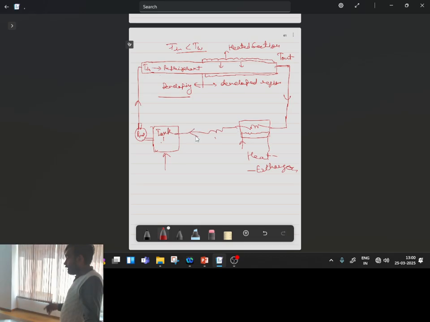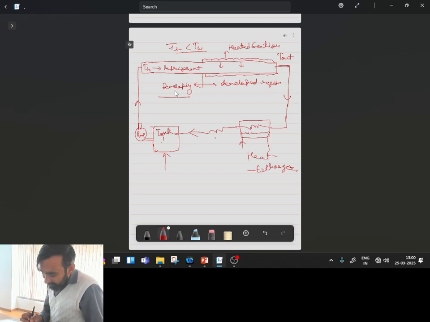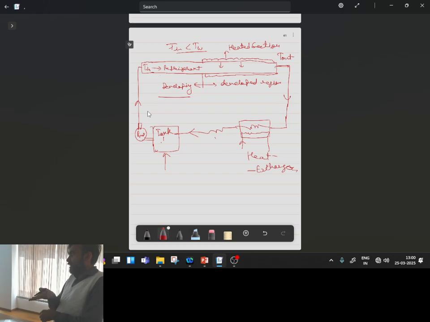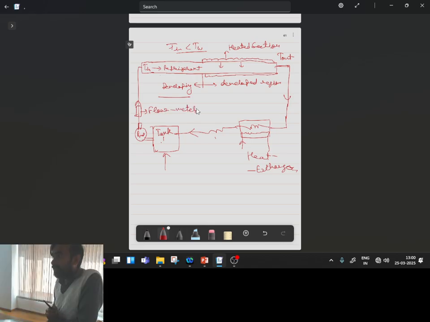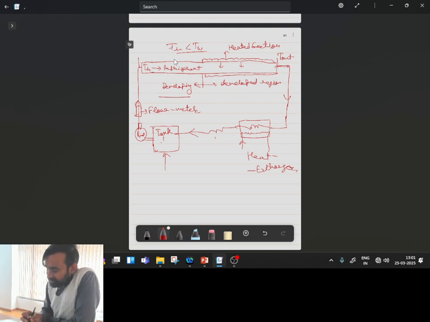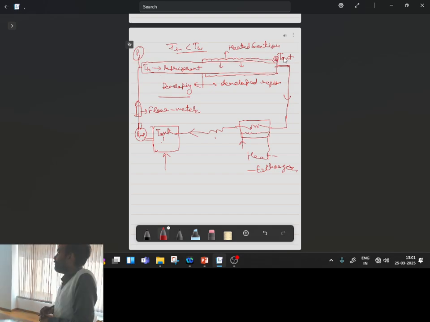Is this one clear? After that, whenever this refrigerant is moving, I have to measure its flow rate, because to calculate the Reynolds number I have to measure its flow rate. So I have to put somewhere over here a flow meter. Then ultimately the pressure of the tube needs to be defined, so I need to do measurement of the pressure of the tube.